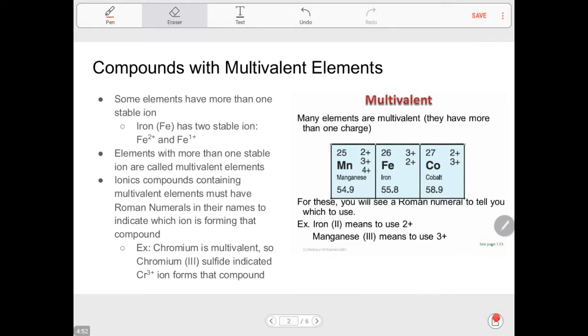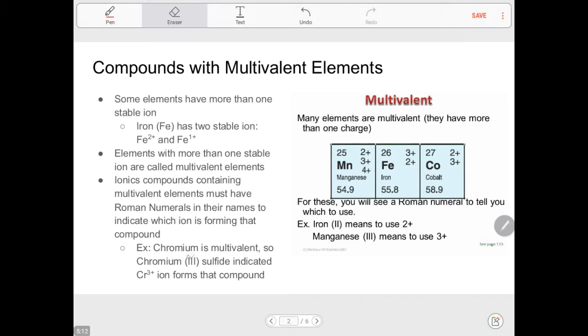Sometimes you'll be told which one to use and sometimes you won't. Like I said to you, if you are not being told, you must use the one that you read first. And we read from left to right. So if you read a 3 plus and a 2 plus, reading from left to right, you have to use the 3 plus. So here's an example.